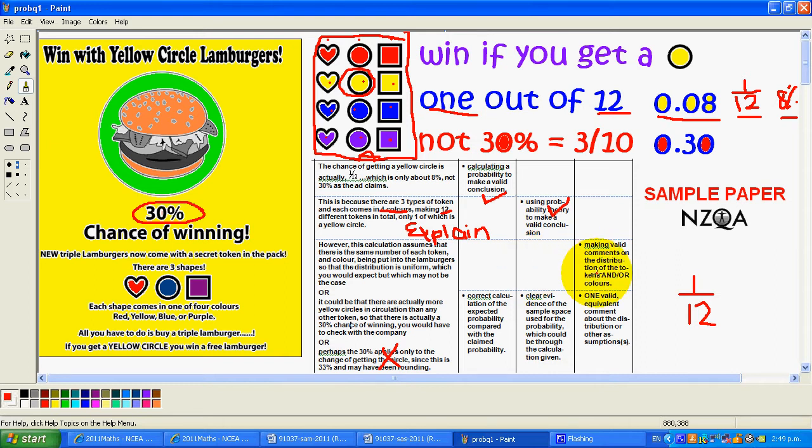And for excellence, you're looking outside the square and saying, well, hang on, it doesn't say in there, these guys may have the same number of each token.